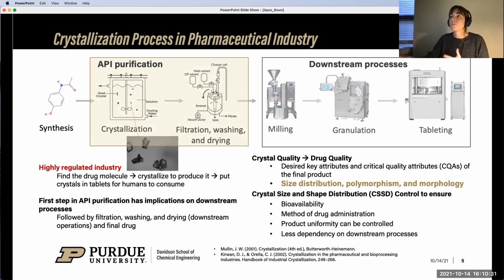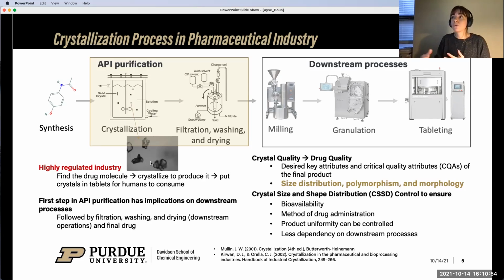So there are so many implications. The properties of the crystals have tremendous effect on everything you can imagine in the pharma industry. And this is a highly regulated industry. That's why engineers are interested in the crystallization process, to engineer these crystals.